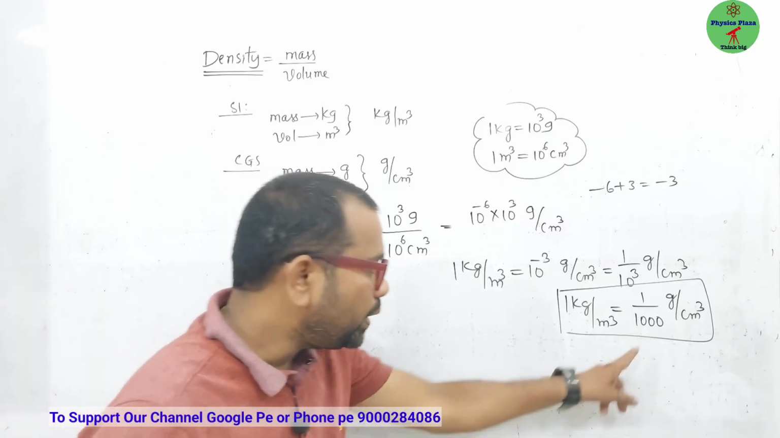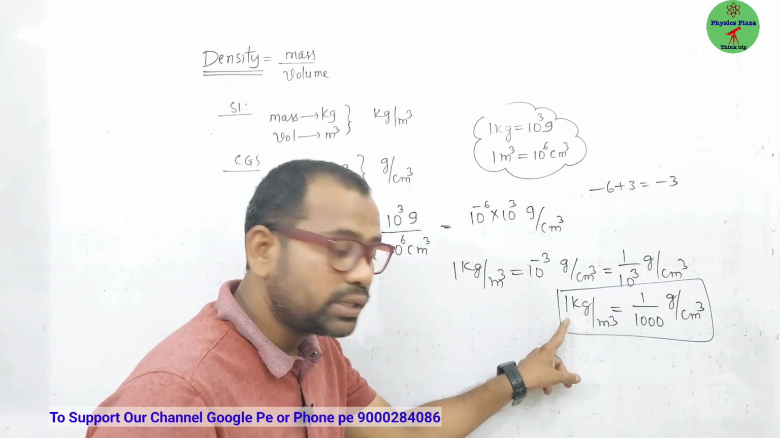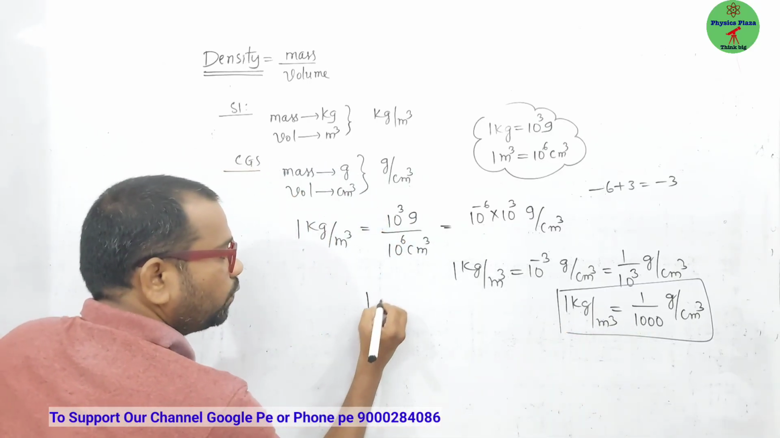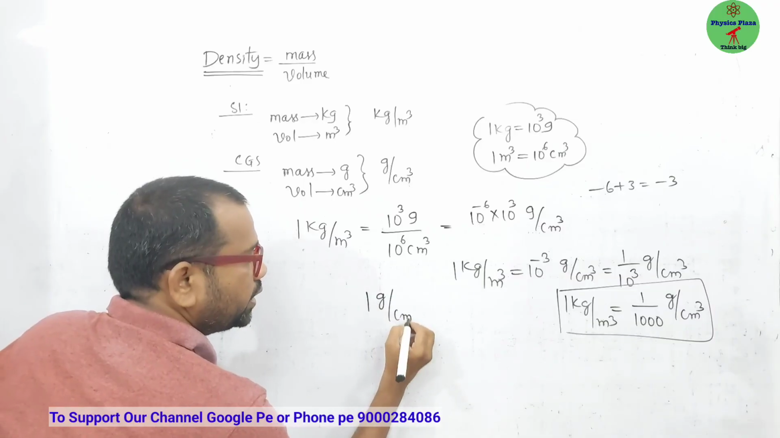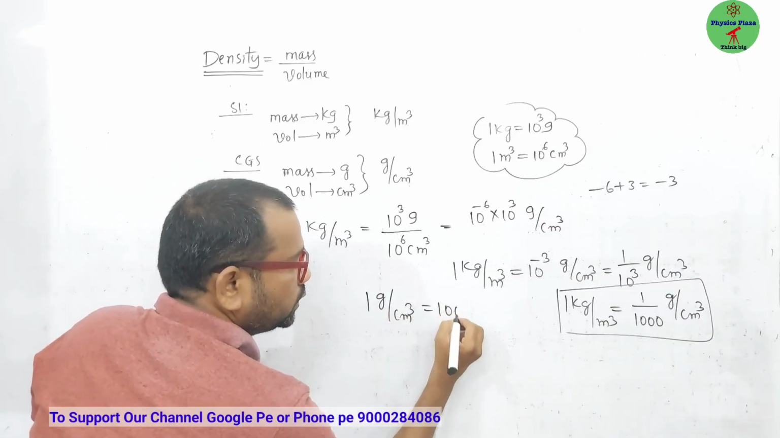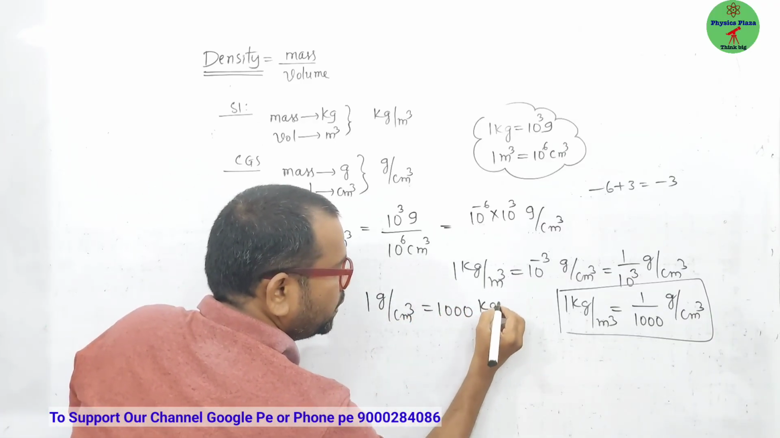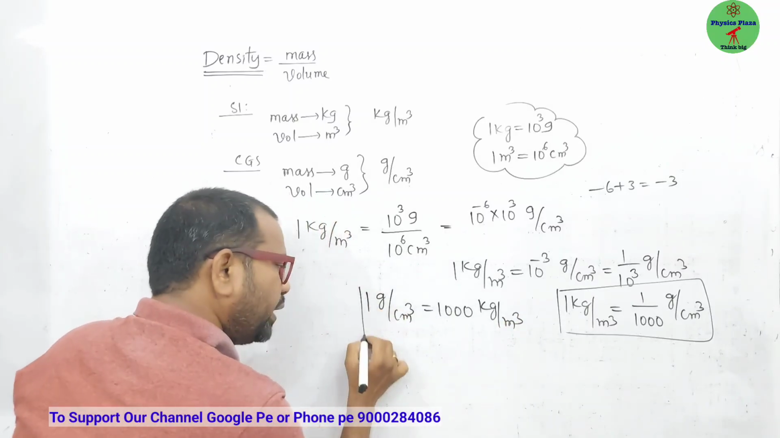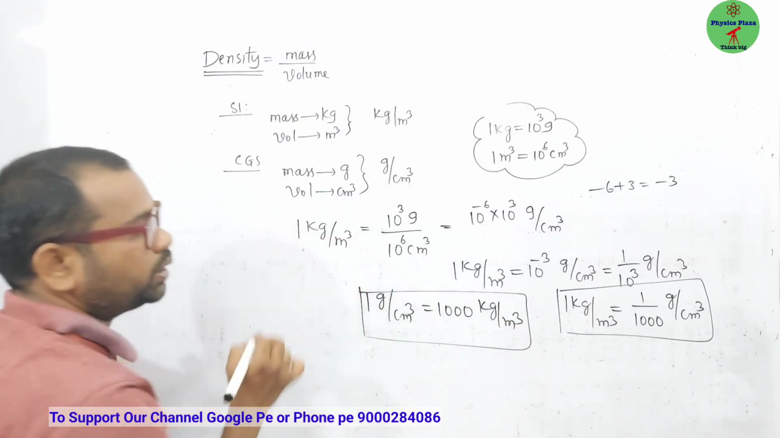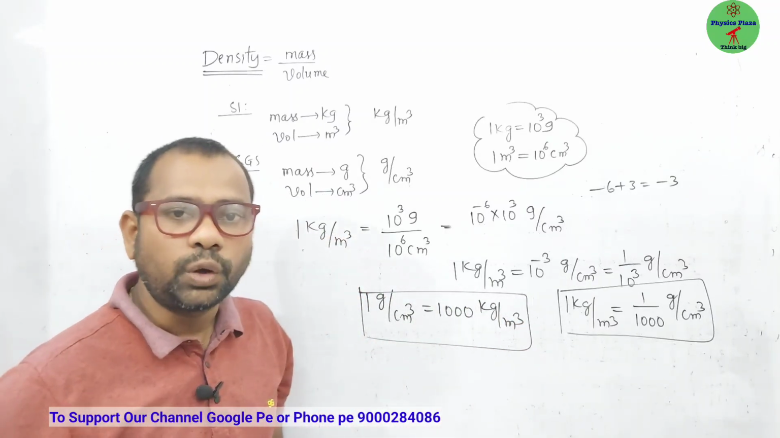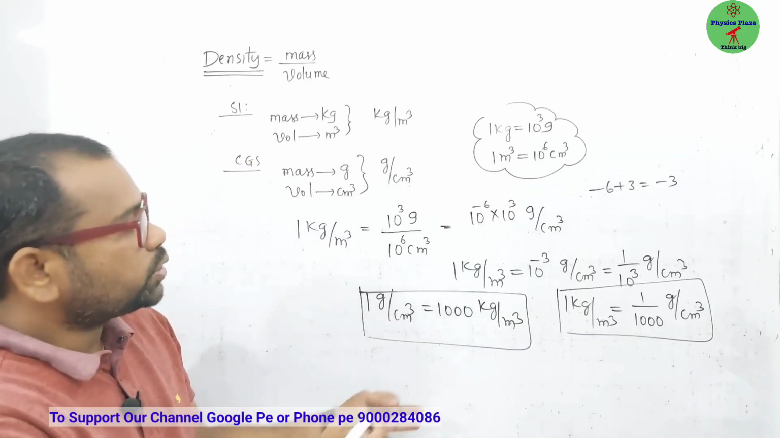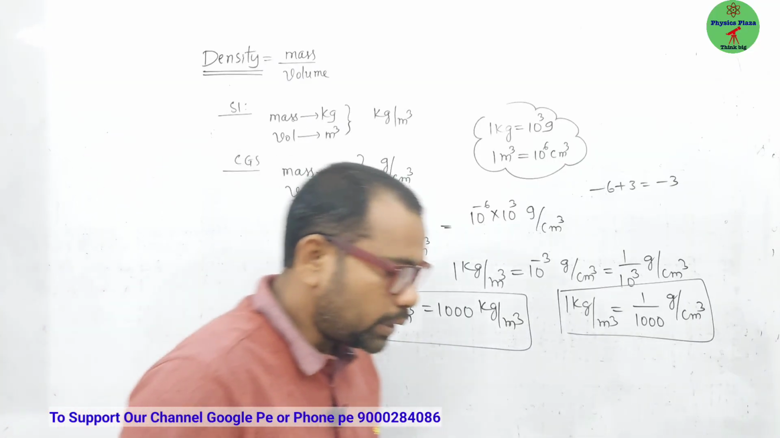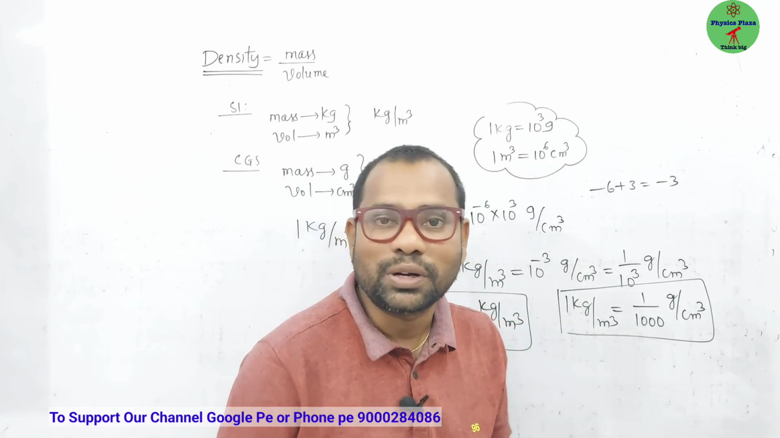Or you bring this 1000 to this side, it is multiplied, right? So 1 gram per centimeter cube is equal to 1000 kg per meter cube. Very important. Very much important. Please copy this. Then we will proceed to how to calculate the density of regular bodies and the density of irregular bodies.